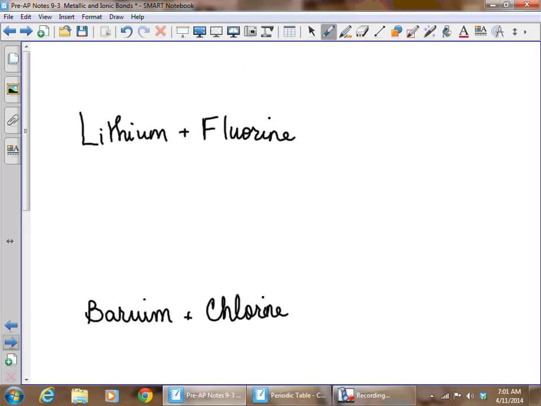Now, on your worksheet for today, what I want you to be able to do is to show how these electrons are transferred. So the first thing I'm going to ask you to do on the worksheet is to show the Lewis dot structure for each of the elements involved. If you look at lithium and fluorine, I'm not going to flip back and forth to the periodic table because you can have your periodic table right in front of you. Lithium has one valence electron, so it's going to look like this. Fluorine has 7 valence electrons, so it's going to look like this. So that's the first thing I want you to do.